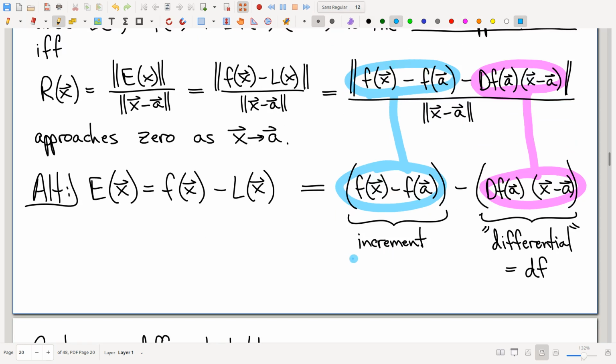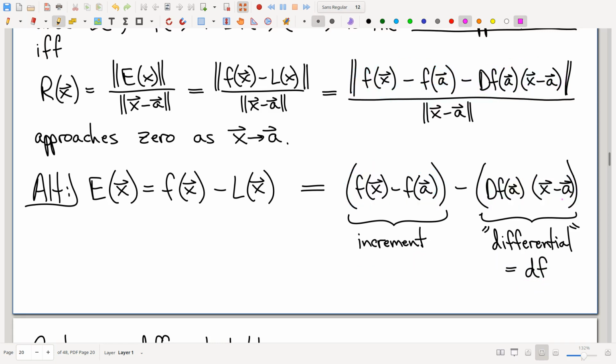If you want to talk about the actual value, the actual amount that a function has changed between a point A and a point X, we call that the increment. And if you want to talk about the linear estimate, that's called the differential, written as df. So in some sense, differentiability is about a relationship between the increment and the differential. Okay. All right. Okay. So moving along.